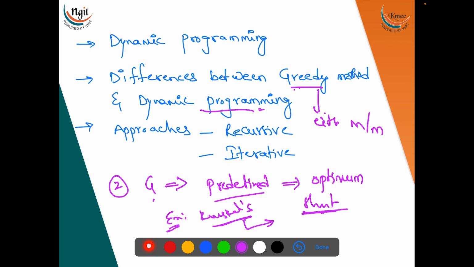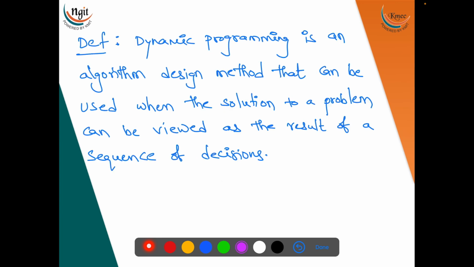This is the greedy method, but dynamic programming is not like that. In dynamic programming, we try to find all possible solutions, then pick the best solution. This approach is a little time consuming compared to the greedy method. For any problem there may be many feasible solutions, so we try to get the best solution out of them from the sequence of decisions.